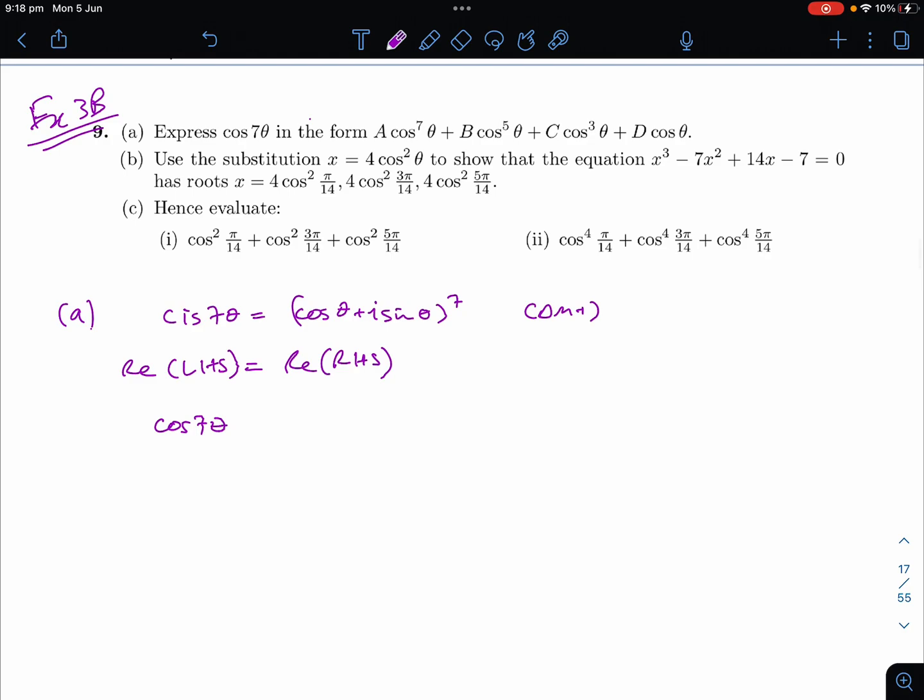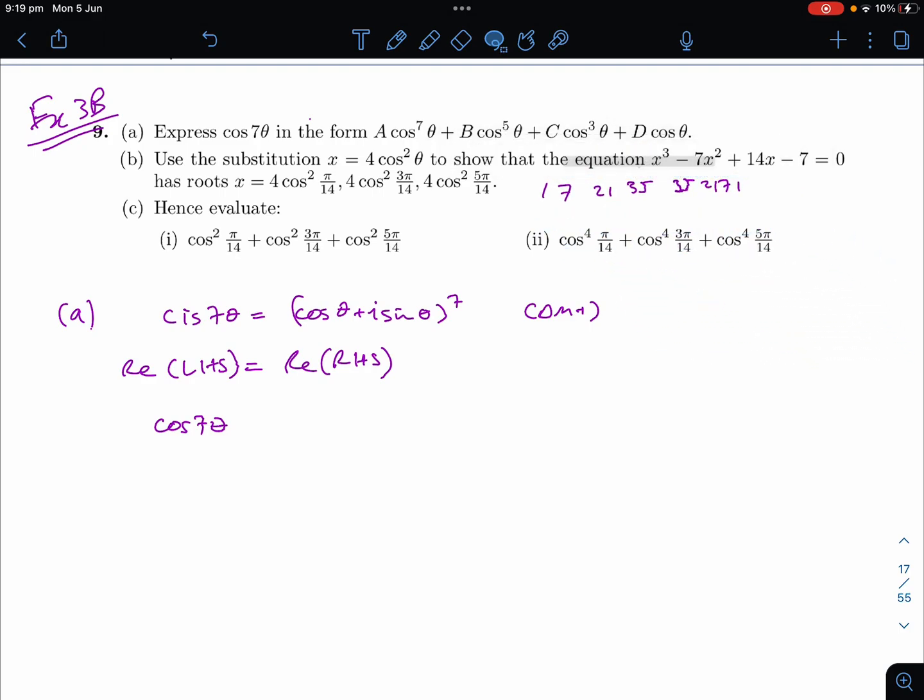Now we'll need Pascal's triangle. 1, 5, 10, 10, 5, 1 I'm familiar with. 1, 6, 15, 20, 15, 6, 1, and 1, 7, 21, 35, 35, 21, 7, 1. Those are the values that we're looking for.